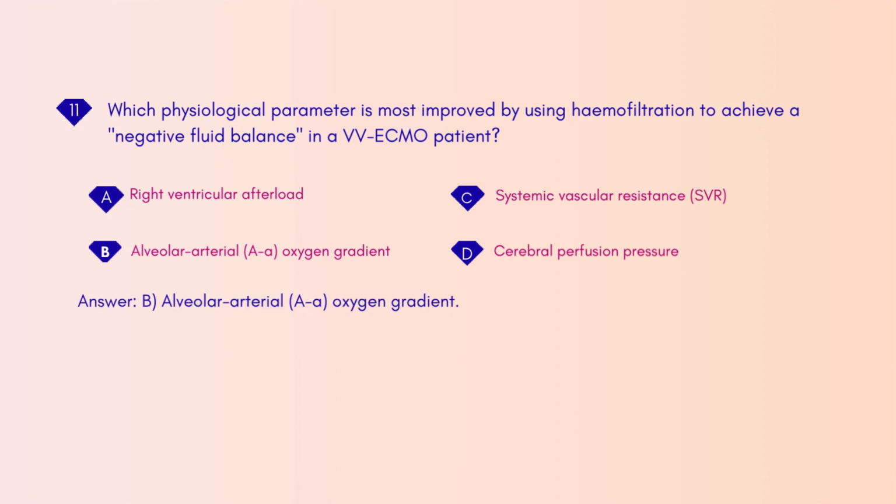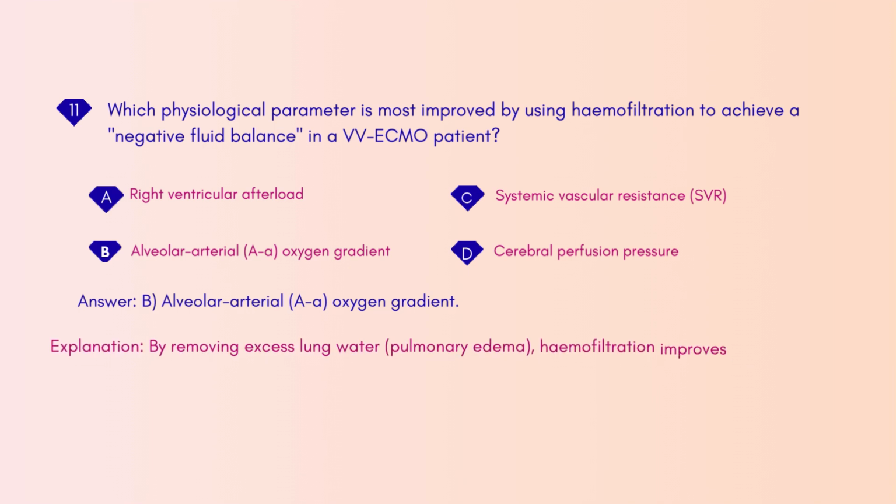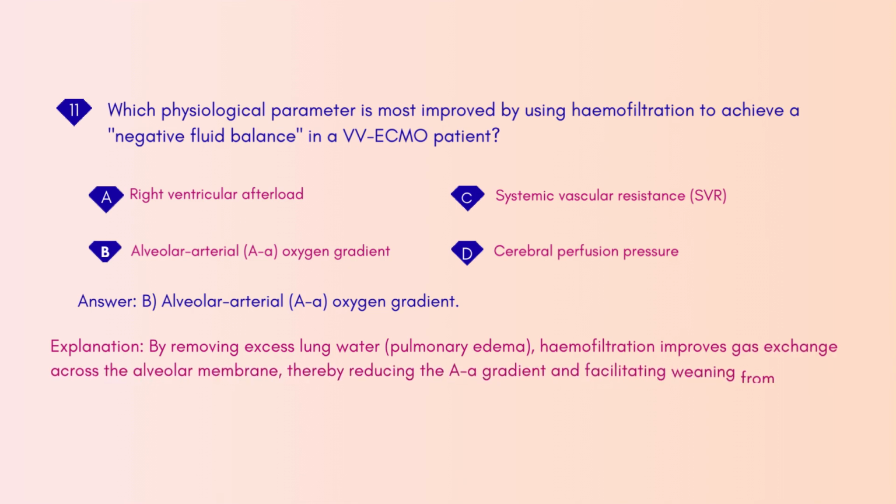Alveolar arterial, AA, oxygen gradient. Explanation: by removing excess lung water, pulmonary edema, hemofiltration improves gas exchange across the alveolar membrane, thereby reducing the AA gradient and facilitating weaning from the oxygenator.